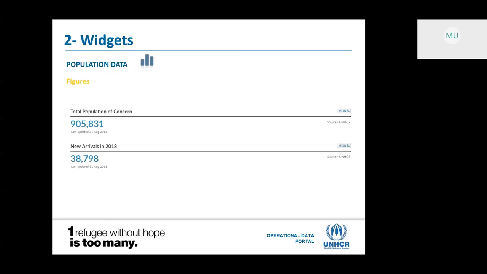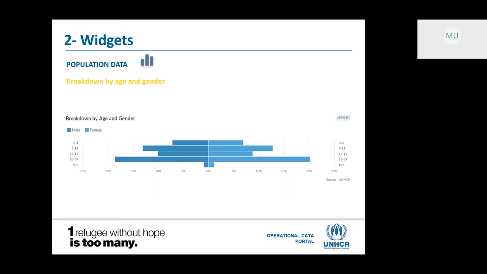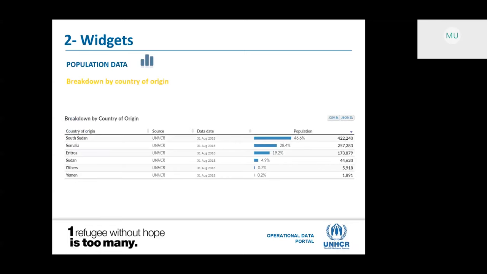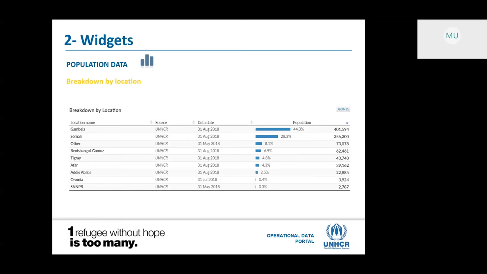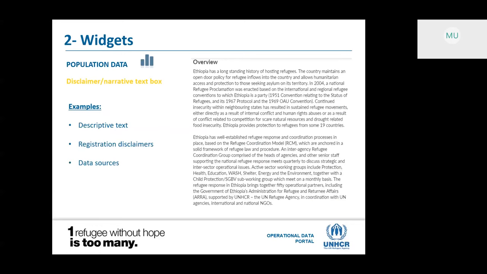Most of the widgets, at least the ones that are displaying population data, also offer the ability to download or interact with these numbers through JSON or Excel exports and downloads. This is an example of the breakdown by age and gender pyramid, as I mentioned before. It's basically the same type of population figure displayed from a different point of view. Breakdown by country of origin, breakdown by location, and an example of the disclaimer or narrative text box that we also offer.